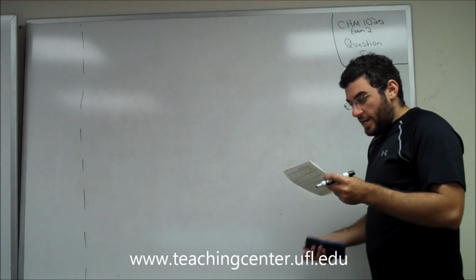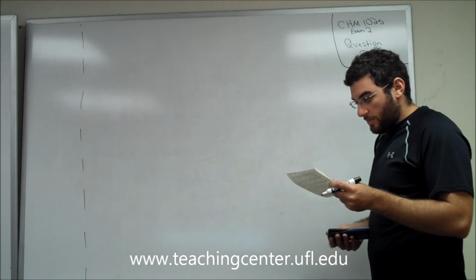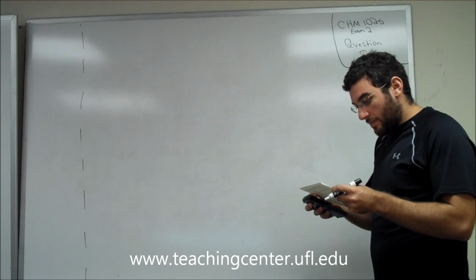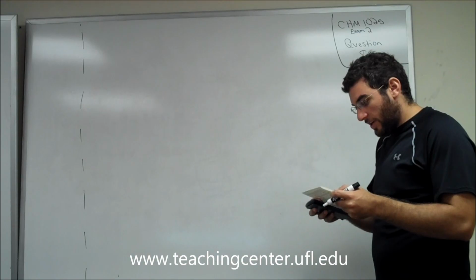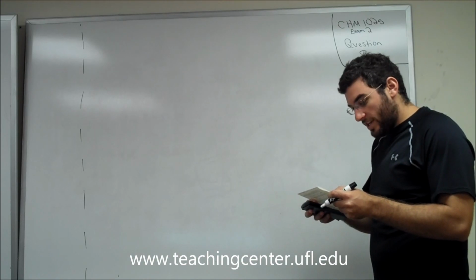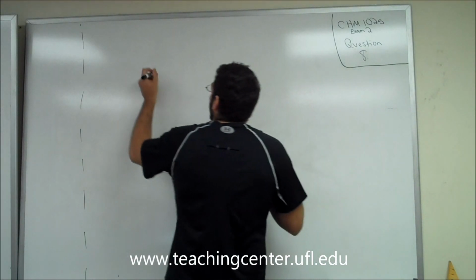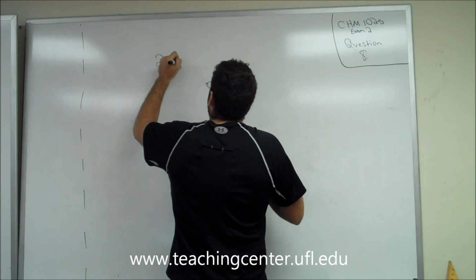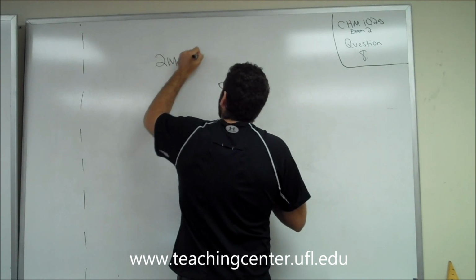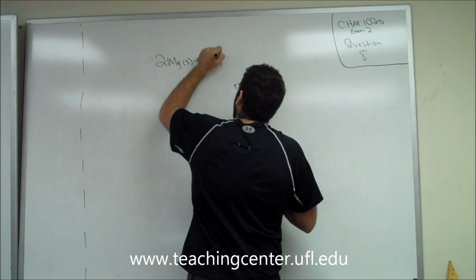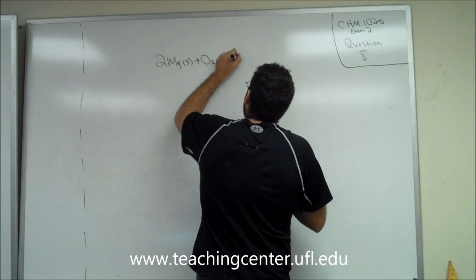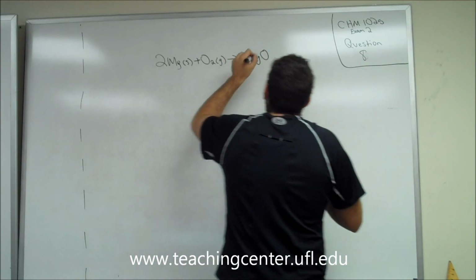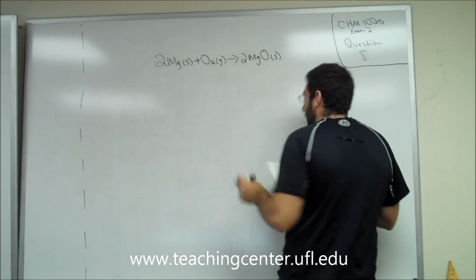Question number 8 also wants us to determine the theoretical yields for a compound. It says magnesium oxide can be made by heating magnesium metal in the presence of oxygen. The balanced equation for the reaction is as follows: 2 Mg solid plus O2 gas yields 2 MgO solid. So we get magnesium oxide.